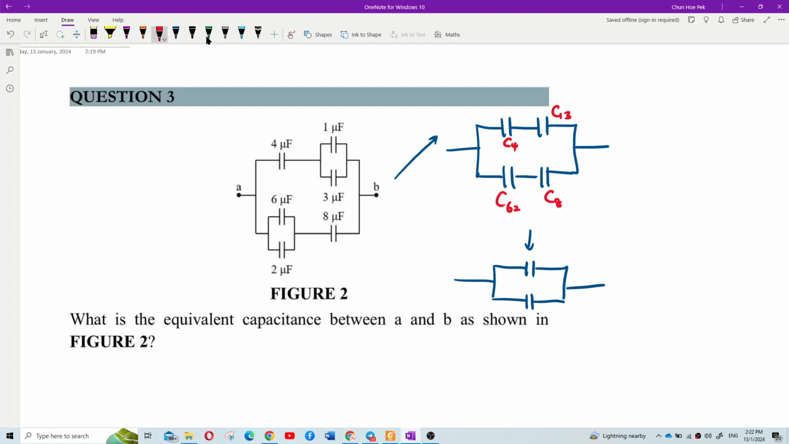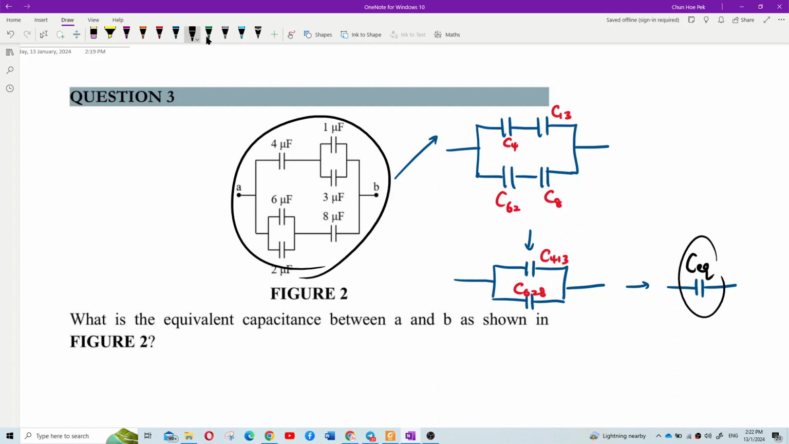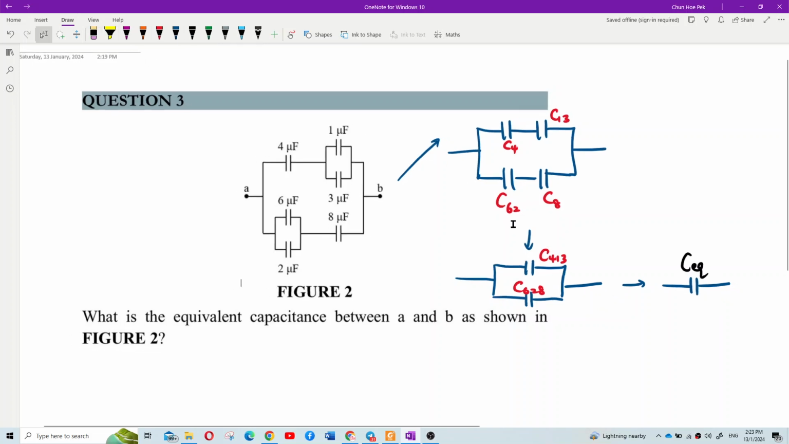So this one is C413, this one is C628. Finally we combine this one, it becomes this one. So finally we get the C equivalent. C equivalent is actually the whole thing. Okay, so we do step by step.